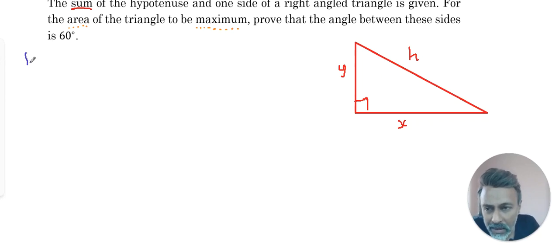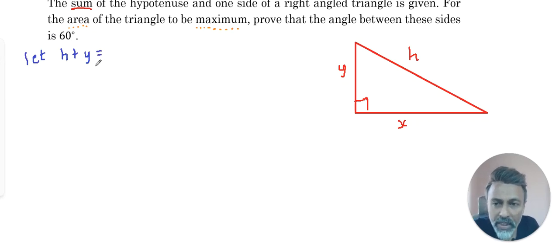Let's assume that h plus y is given. You could have taken h plus x also as, say, k. K means some constant, because here the word is given. That's why we are taking it constant k. Therefore we can write h is equal to k minus y.